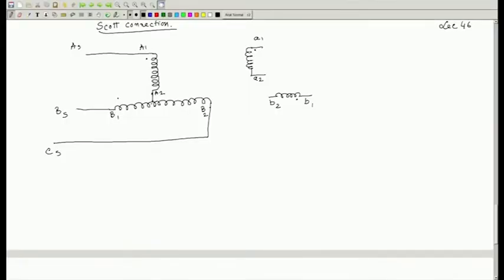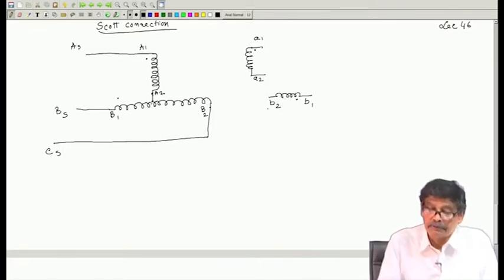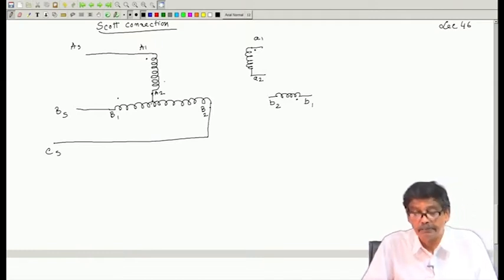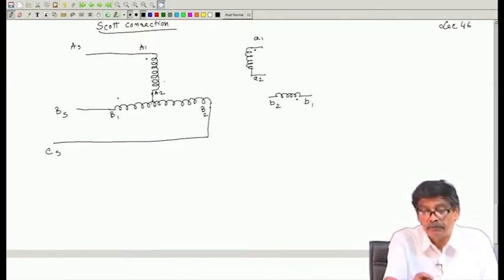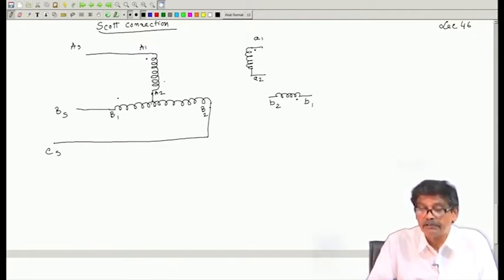Welcome to lecture number 46, and we have been discussing Scott connection, which is used to transform a 3-phase voltage to a balanced 2-phase voltage, and for this you require two transformers. One transformer is B1 B2 and its corresponding secondary terminals is also B1 B2, and another transformer, which is a separate transformer, has terminal markings capital A1 A2 and small a1 a2.